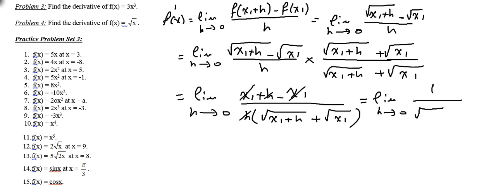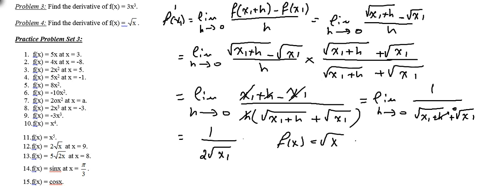So now we can substitute directly the value of h, which is 0. What is left directly is 1 over 2 radical x1, without the limit because I substituted h. And this is the derivative of f of x1 at a certain point. So when we have f of x equal radical x, then its derivative will be 1 over 2 radical x.